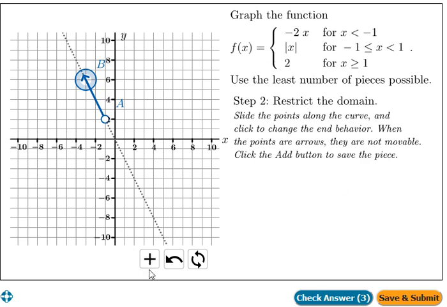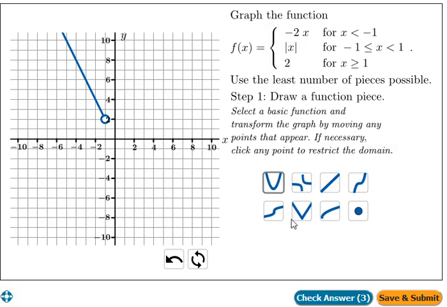All right, now let's do the second one. Now we're going to do the absolute value. For the absolute value, if you do a table of values, right here at 0, you have 0, then 1, 1, then when x is -1, you have 1. When x is -2, you have 2, and so on.